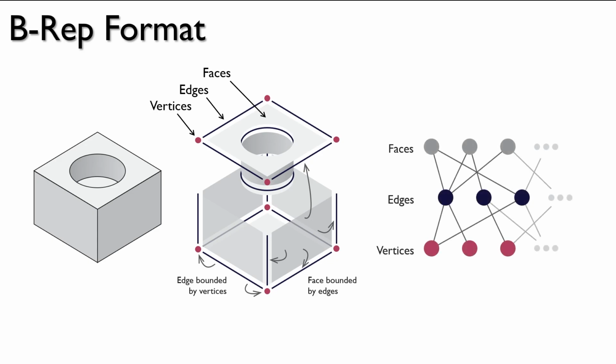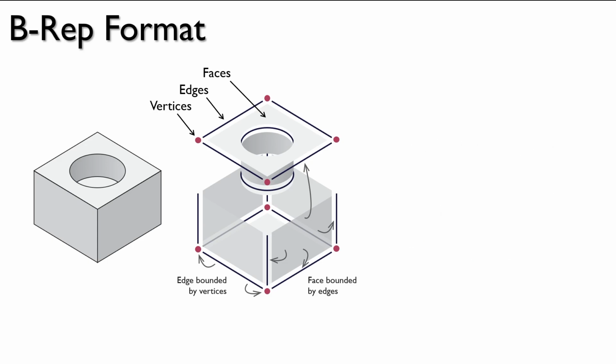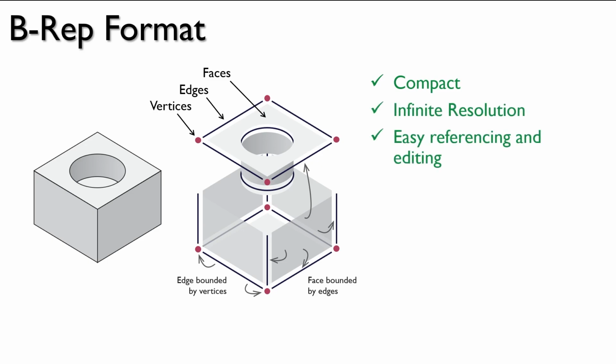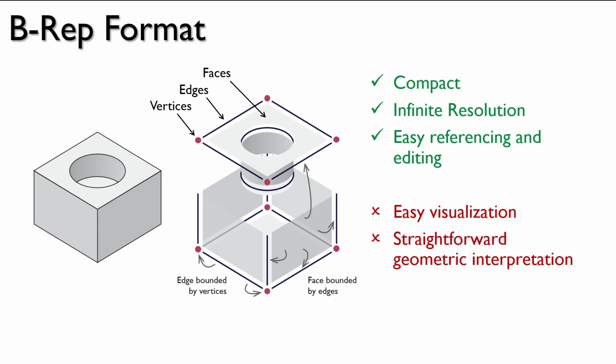Faces, edges, and vertices make up the BREP's topology and can be thought of as a topological graph, where links encode an is-boundary-of relationship. As you can see, the BREP form was designed to be compact, have infinite resolution, and allow easy referencing and editing. It was not designed to enable easy visualization or straightforward geometric interpretation.